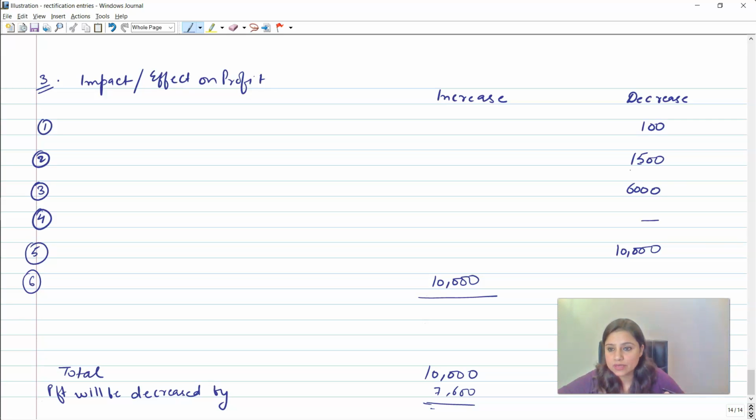And how we have evaluated, you have understood that had such entries been recorded, how the impact on profit would have been at that point of time. And since it did not happen, it led to an increase or decrease in the impact, and that is how we have recorded the effect on profit here. And this is how you will be solving such questions in your examination.